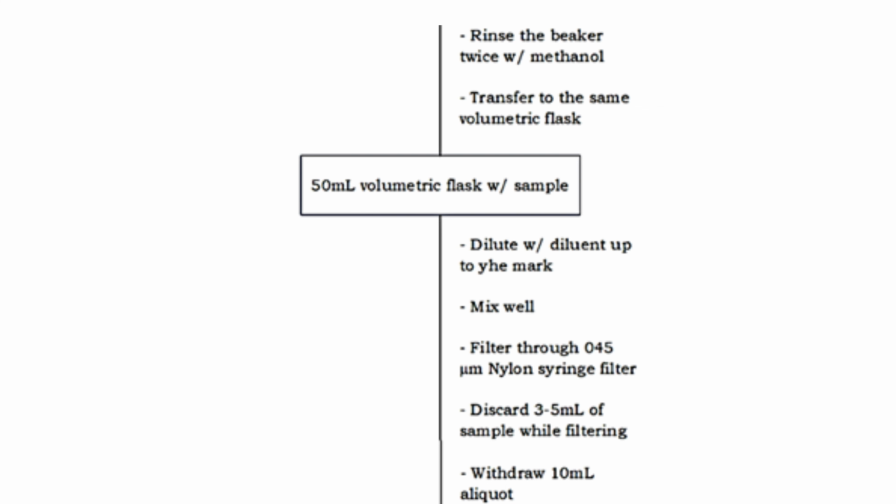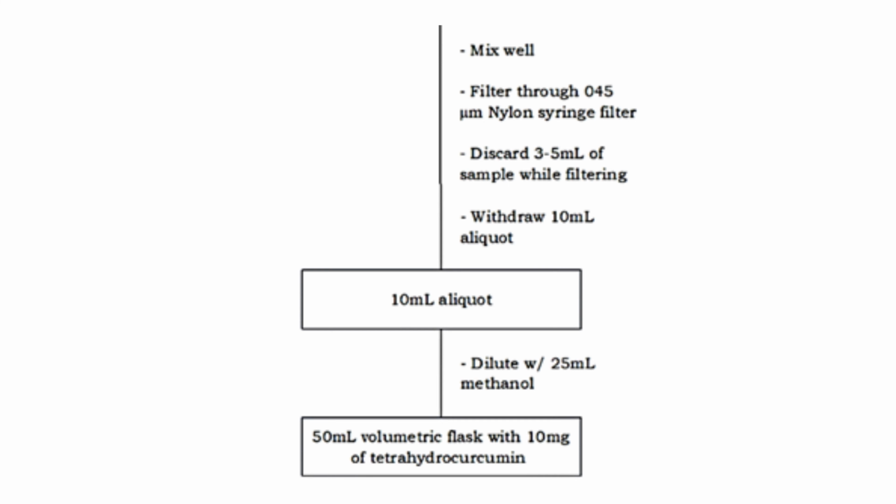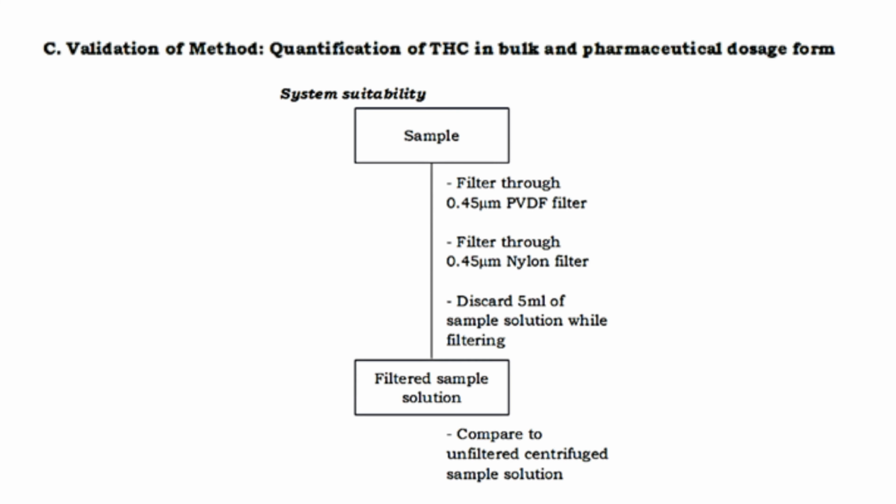The solution was filtered through a 0.45 micrometer nylon syringe filter, discarding 3 to 5 ml of sample. 10 ml aliquot was further diluted with methanol to 25 ml. For system suitability, a filter study is carried out to ensure that no drug is retained by the filter during sample preparation. The solution was collected after passing through a 0.45 micrometer PVDF filter and a 0.5 micrometer nylon filter by discarding 5 ml solution. The results were compared to unfiltered centrifuged sample solution.